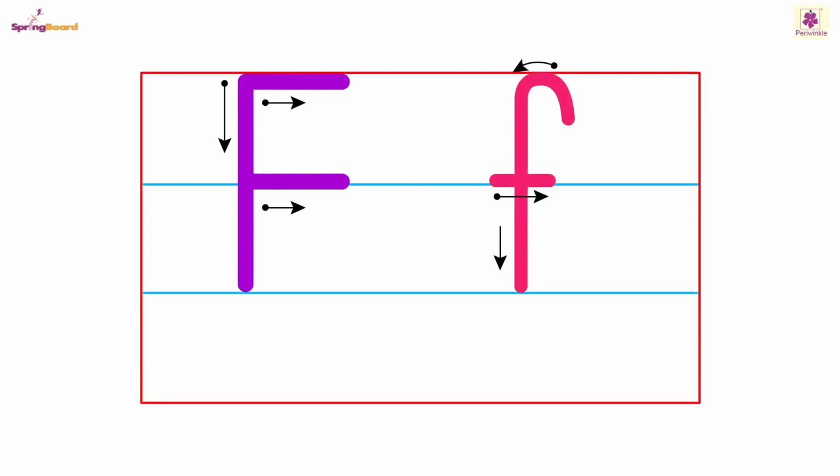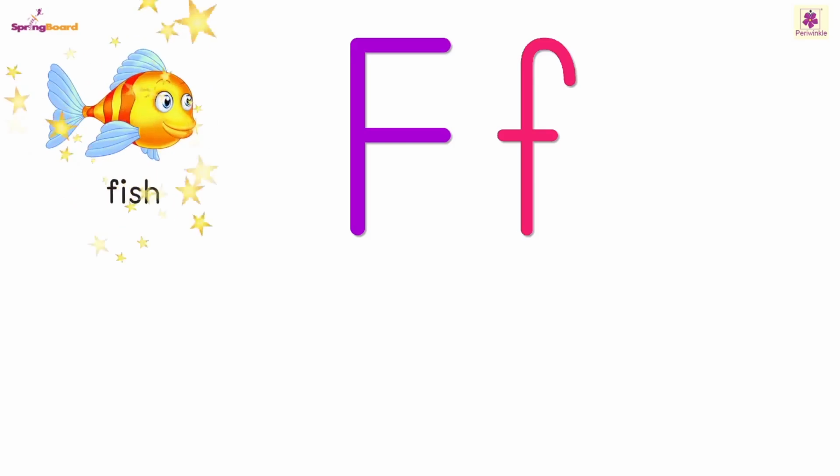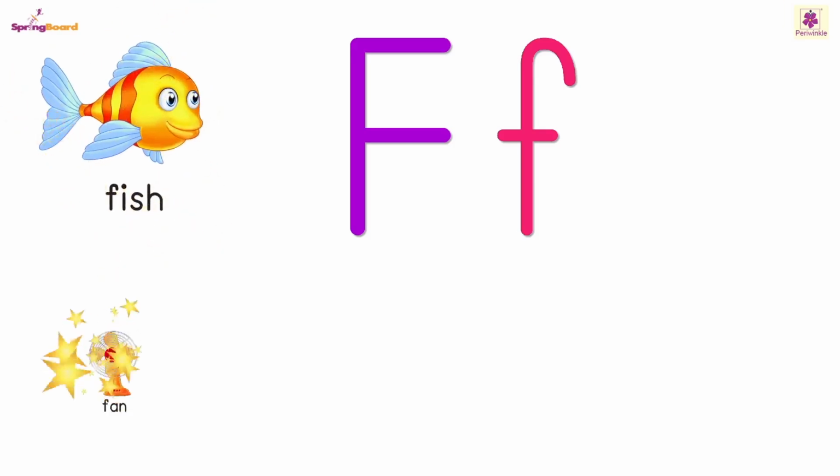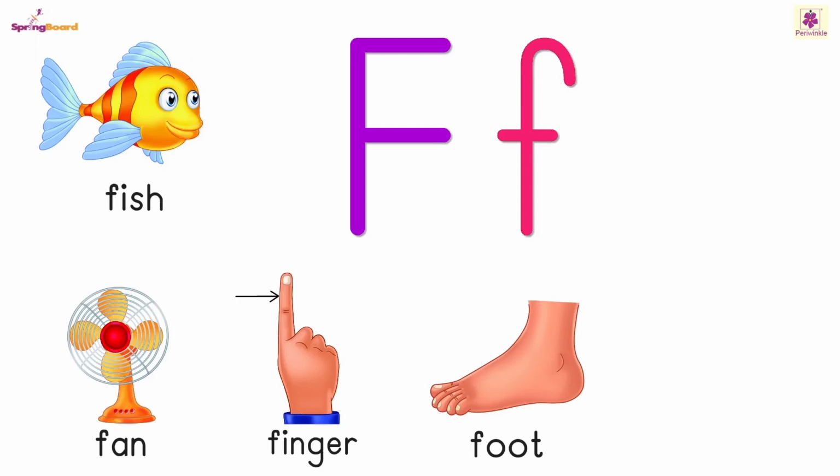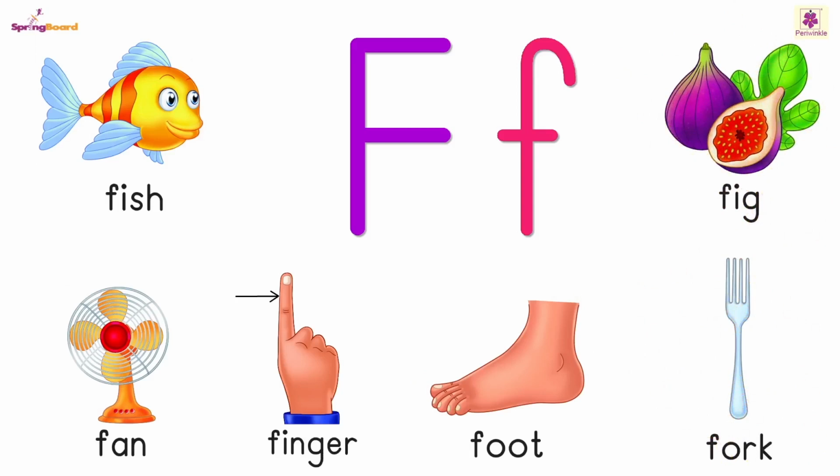This is letter F. The sound of letter F is F. What are the things that begin with the sound of F? F. Fish. Fan. Finger. Foot. Fork. Fig.